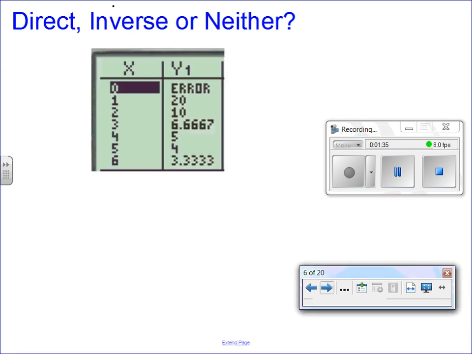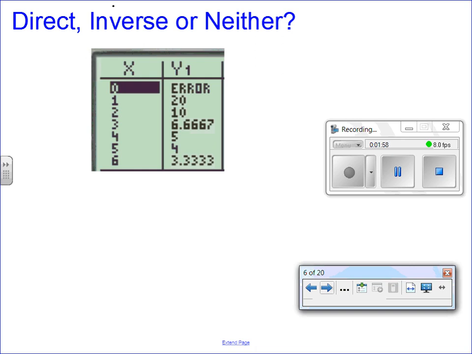So let's look at this chart. We're going to decide if it's direct, inverse, or neither. Right off the bat, I like to think of my little dance. Is x getting bigger? Yes. Is y getting smaller? Yeah, so far it's showing signs of inverse, but we're not positive yet. To be positive of our conclusion, we're going to multiply our x and y's together and see if we get the same product every time.